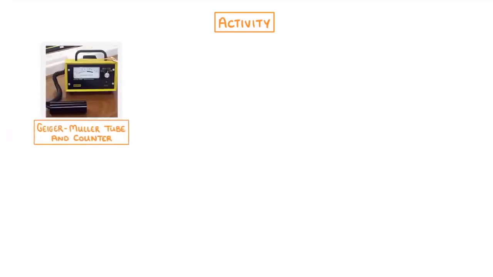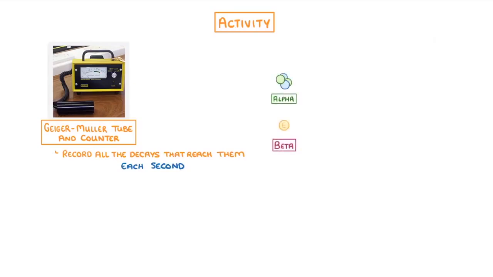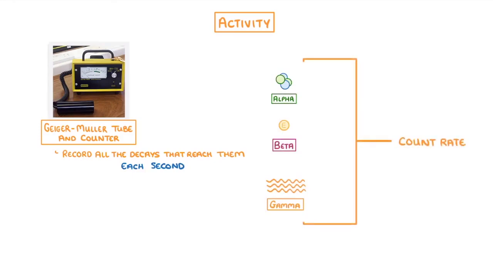Now, so far, we've just kind of assumed that we'd know what the activity is. In real life though, we'd have to find the activity using a device called a Geiger-Müller tube and counter. These things record all the decays that reach them each second. So all of those alpha and beta particles and gamma rays, which it then records as the count rate. And it's this count rate that we use to estimate the activity.